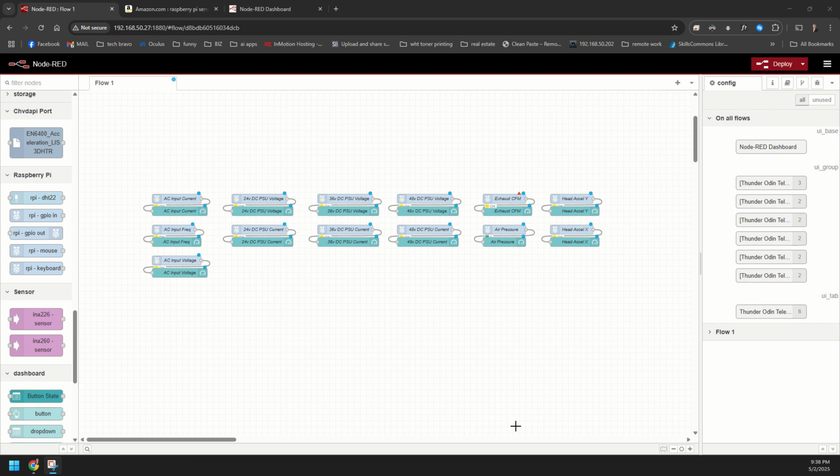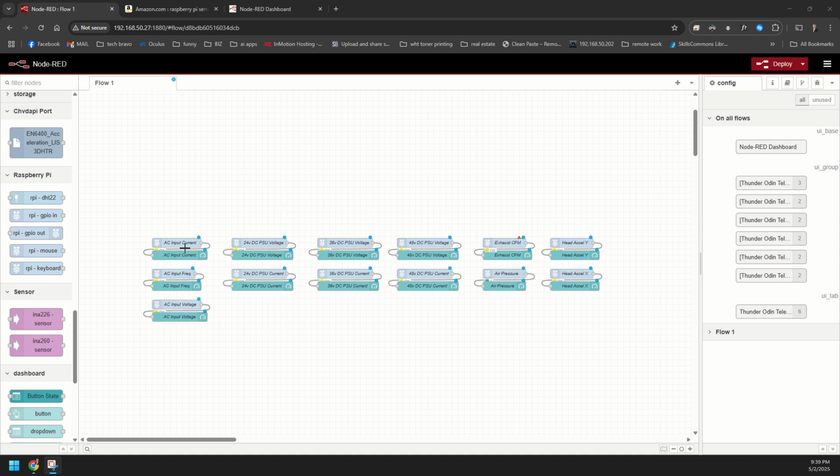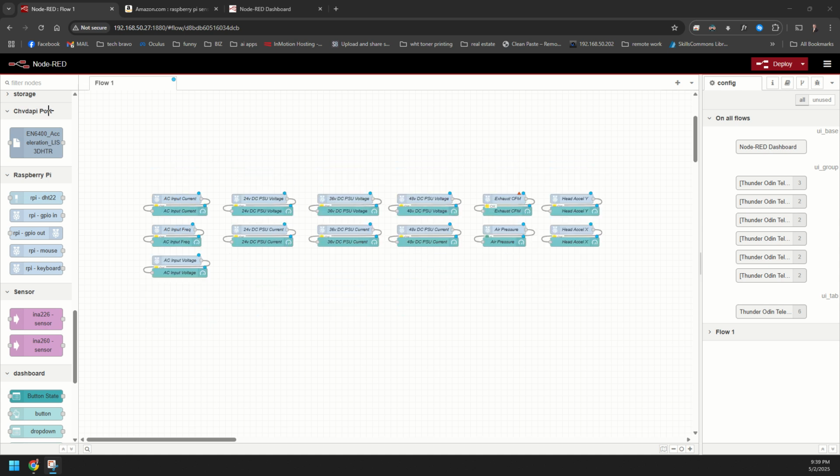Okay, so here is yet another project. This is pretty neat. This is called Node-RED, and it's a low-code, flow-type conditional logic and monitoring and other kinds of things system. So this is open source. I'm running it on a Raspberry Pi.